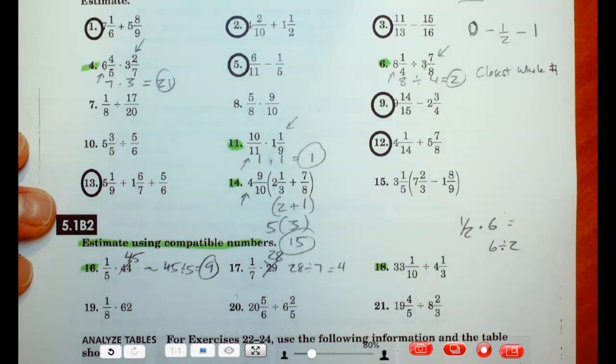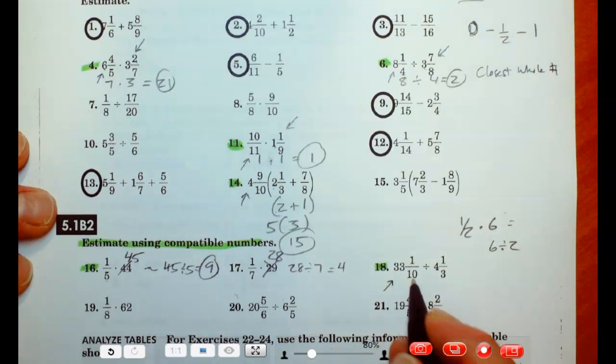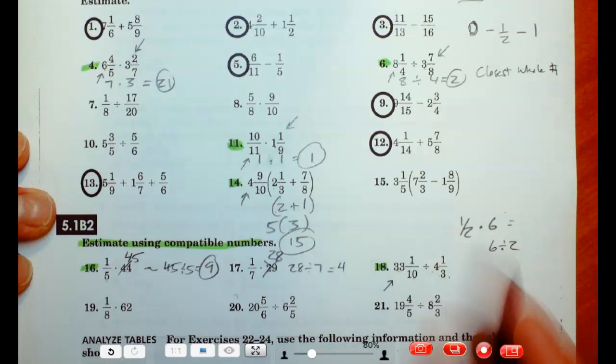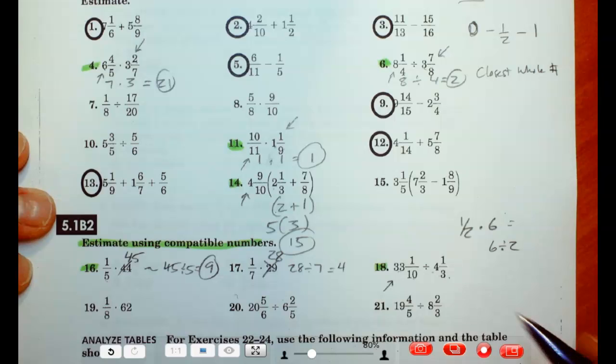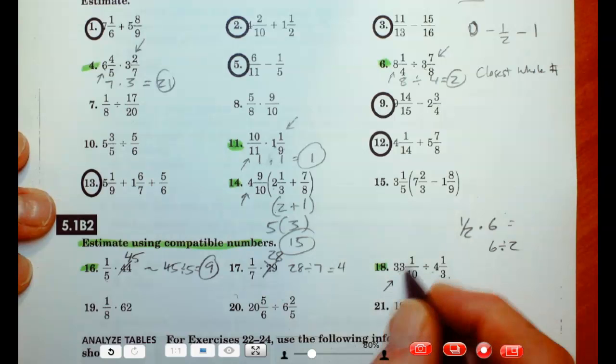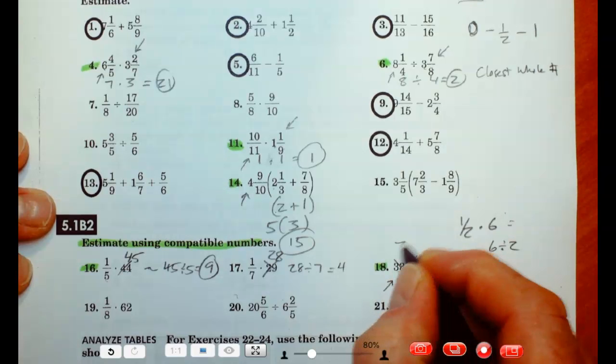Okay, look at this one. Now we have 33 and 1/10 divided by 4 and 1/3. Well, 33 and 4 really aren't compatible numbers, and that's what we're working with here. So we can do a couple of things here. We could bump this guy up. I'm just thinking of changing this guy to 32.